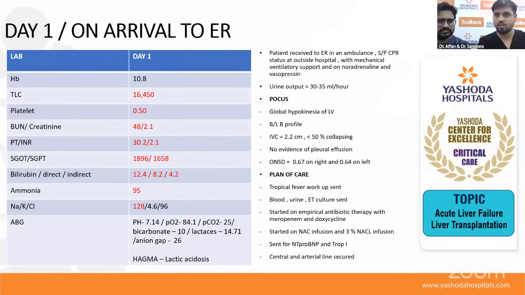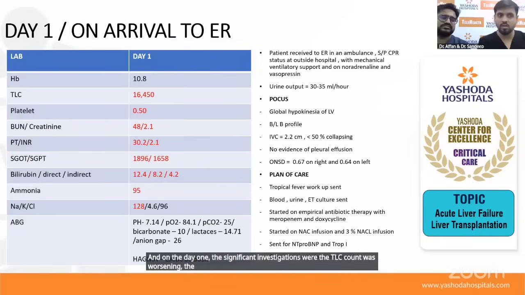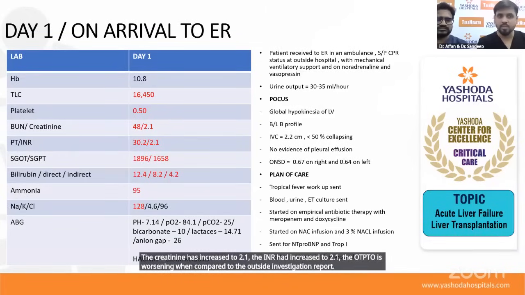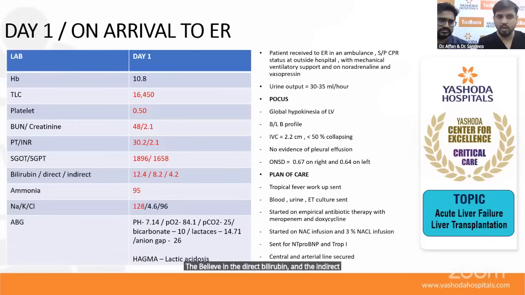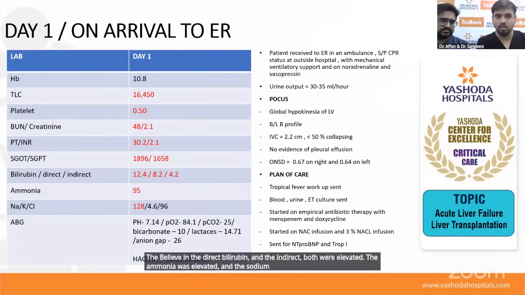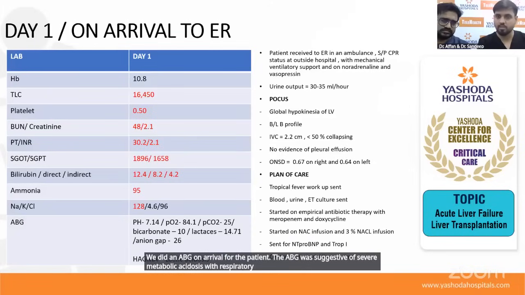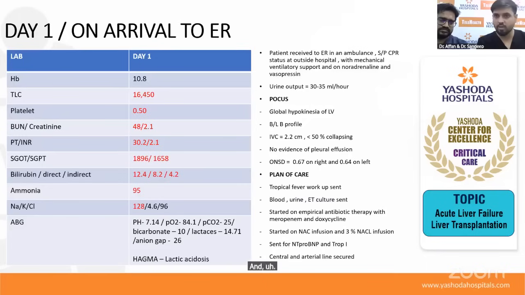On day one, the significant investigations were the TLC count was worsening, the platelet counts at our hospital were worsening. The creatinine has increased to 2.1. The INR had increased to 2.1. The OT/PT was worsening when compared to the outside investigation report. The direct and indirect bilirubin both were elevated. The ammonia was elevated and the sodium was on the lower side, 128. We did an ABG on arrival for the patient. The ABG was suggestive of severe metabolic acidosis with respiratory alkalosis as a compensation, and high anion gap metabolic acidosis with elevated lactates, probably lactic acidosis.